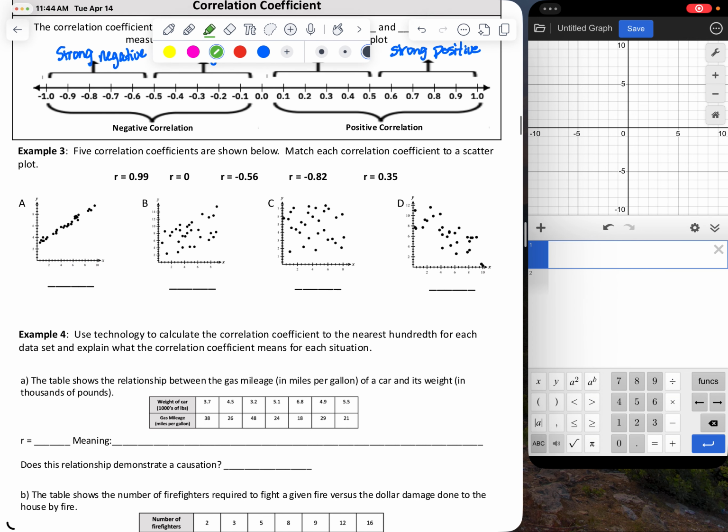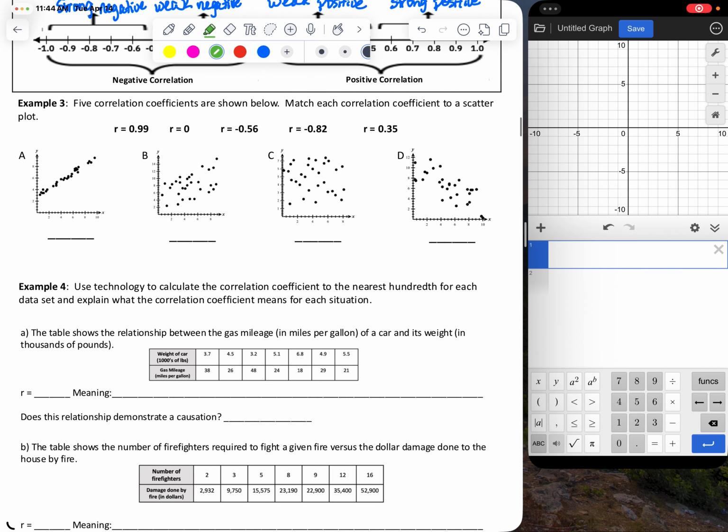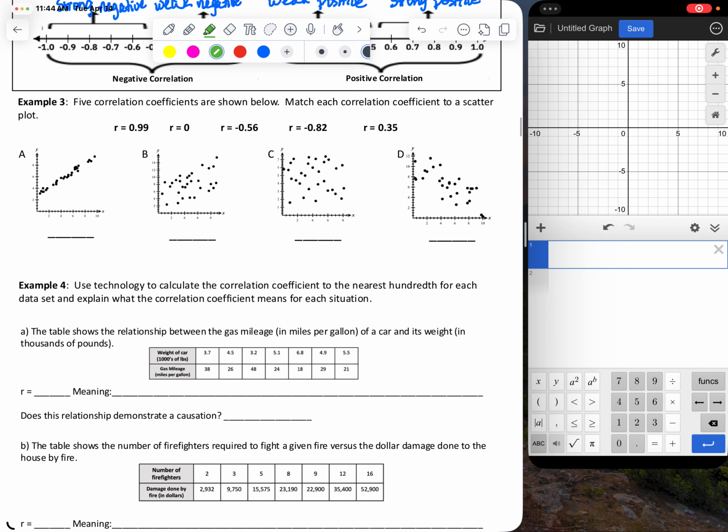All right, example 3. 5 correlation coefficients are shown below. Match each correlation coefficient to a scatter plot. So we have R equals 0.99, R equals 0, R equals -0.56, R equals -0.82, and R equals 0.35.